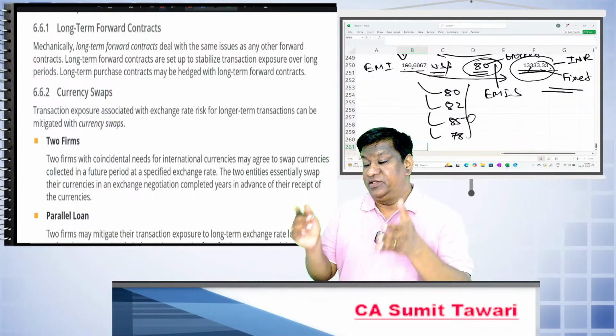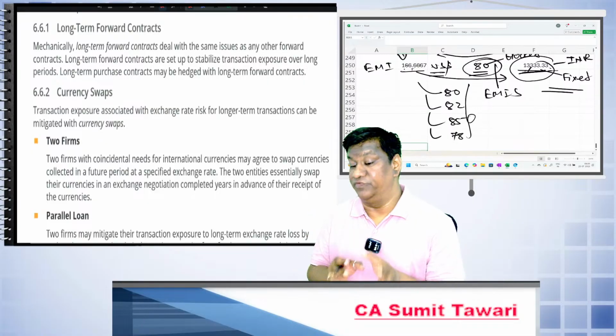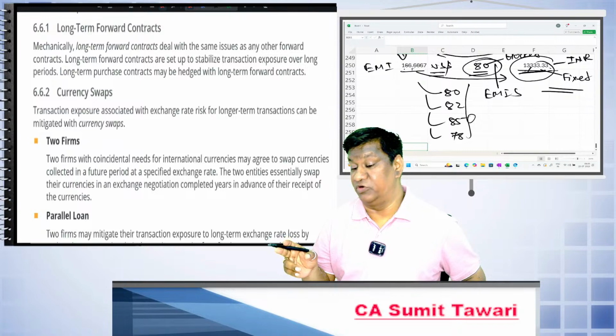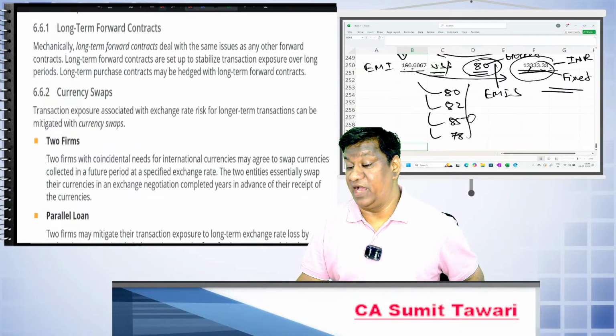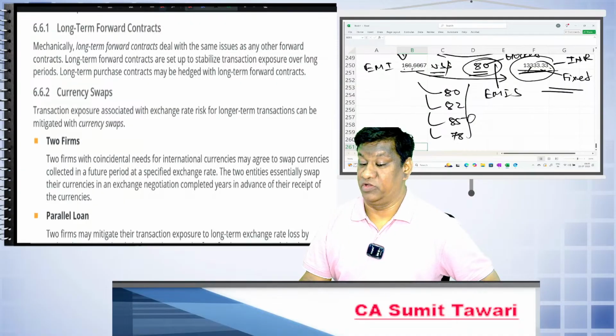Because even though he took a loan, he exchanged his INR loan with the US loan, but he is paying the installment in INR. So he does not require buying US dollars to pay the installment. It will not affect him, and this way the exchange rate is locked.